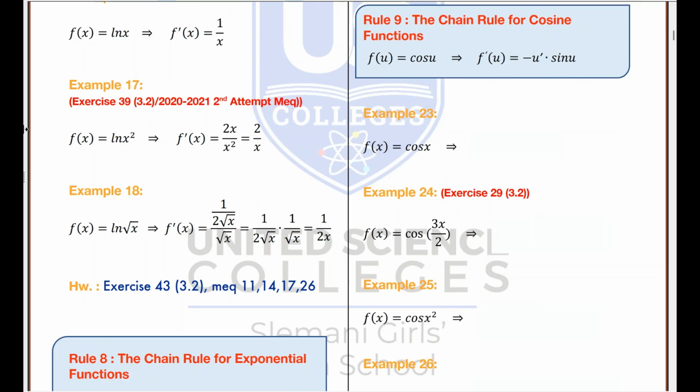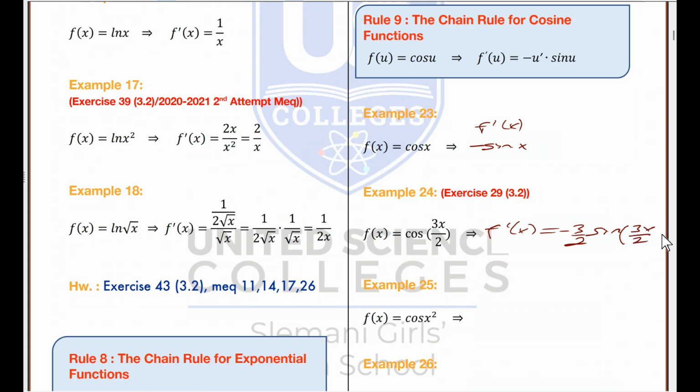Okay, cosine x, its derivative in this case is the derivative of the angle, which is 1, times negative sine x. So cosine becomes negative sine, and sine becomes negative cosine when taking the derivative. Okay, the next one is still cosine, so the answer will be negative. The derivative of the angle 3x over 2 is 3 over 2, times sine of the same angle.